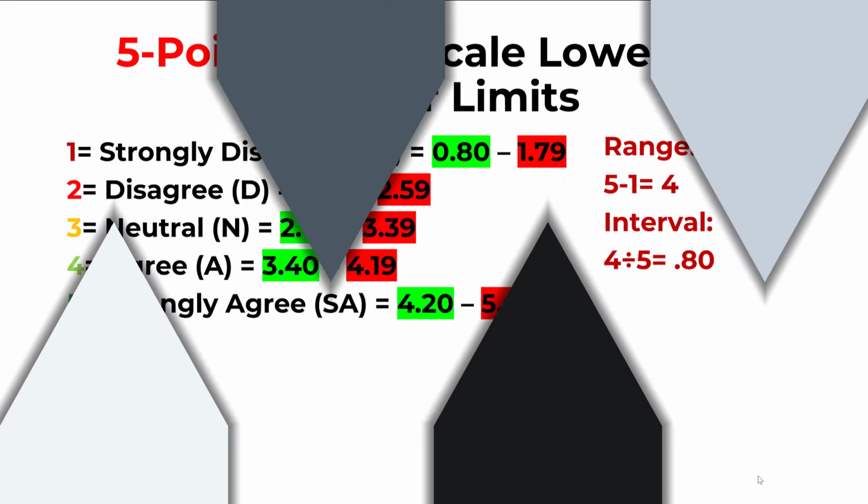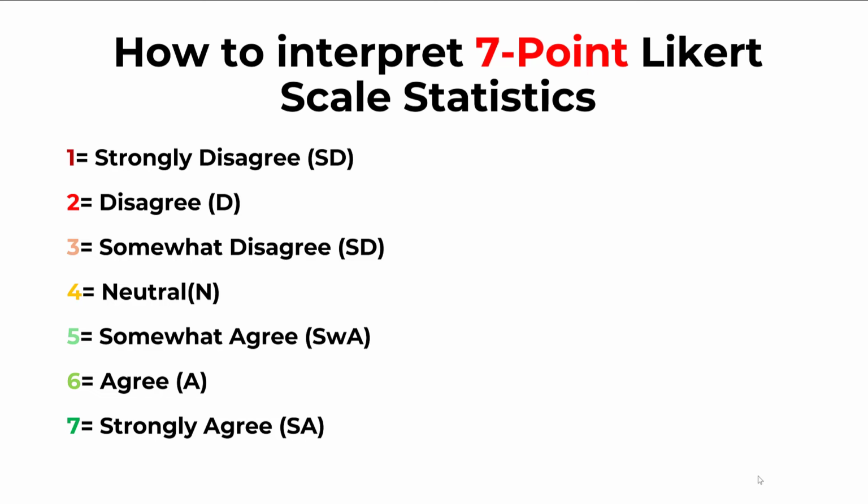The next type of scale is called 7-point Likert scale, and of course it should also be coded from 1 corresponding to the negative values like strongly disagree, 2 disagree, 3 somewhat disagree, 4 neutral, 5 somewhat agree, 6 agree, and 7 strongly agree, in such a way that the higher the mean score, the more agreement is expressed in the composite score.